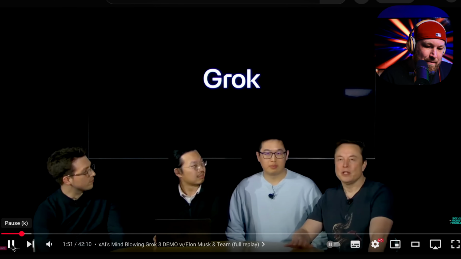Heinlein novel, Stranger in a Strange Land, and it's used by a guy who's raised on Mars. And the word Grok is to sort of fully and profoundly understand something. That's what the word Grok means, fully and profoundly understand something. And empathy is important. True.